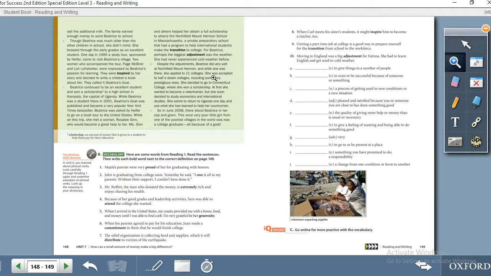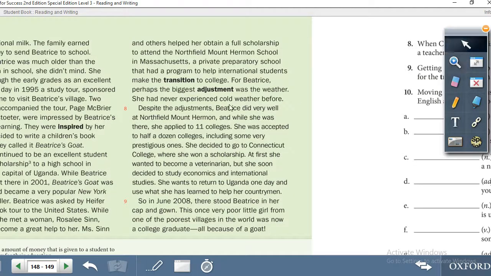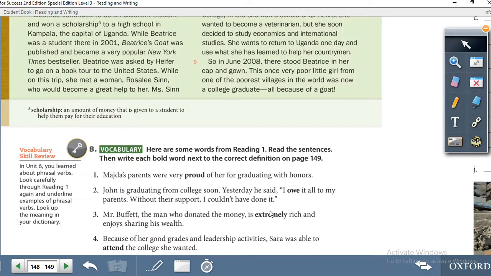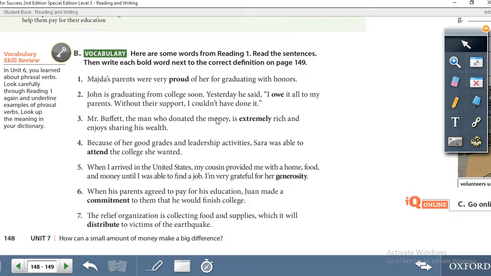So the article continues on page 148. We will now go below the article to exercise B, vocabulary. Here are some words from reading 1. Read the sentences, then write each bold word next to the correct definition on page 149. So you will read each sentence and you will focus on the words that are written in bold. Like for example, number 1, the word is proud.